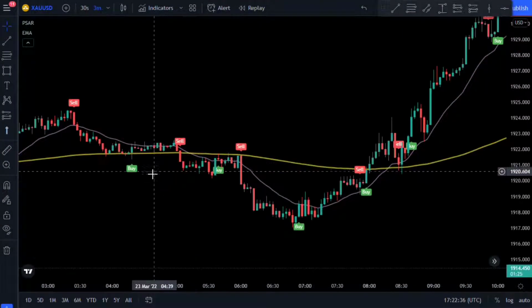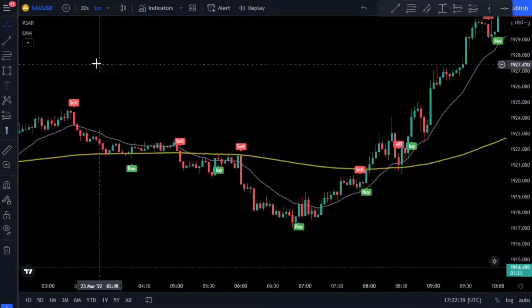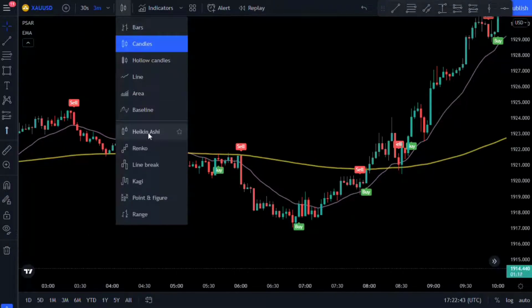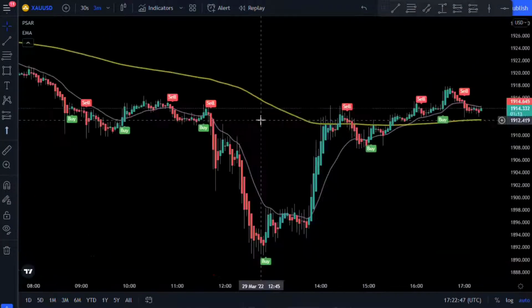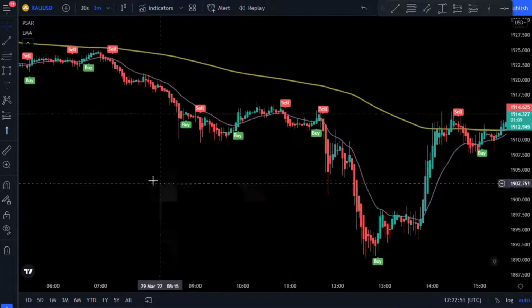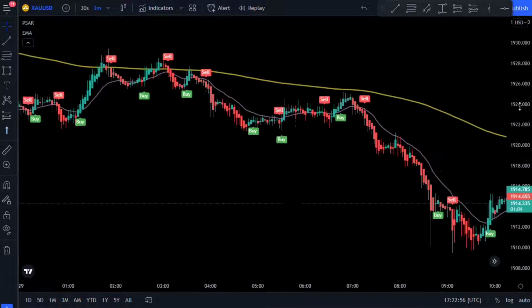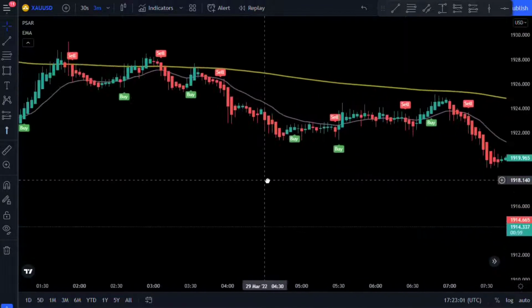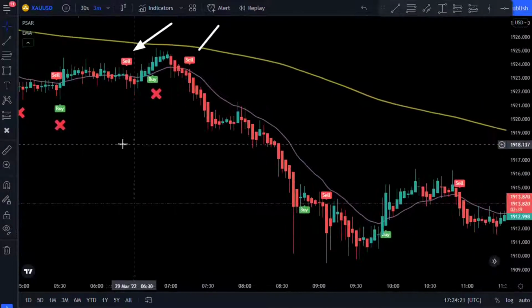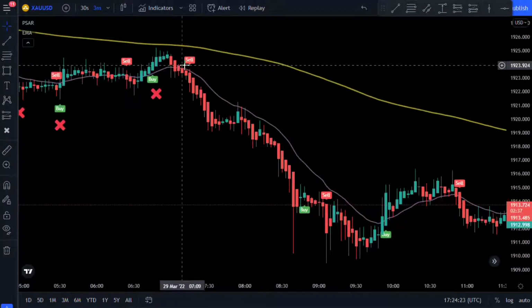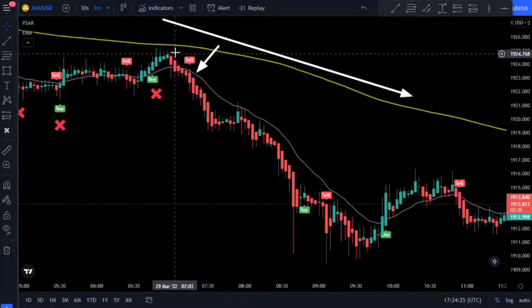Okay, dear traders, let's learn this powerful scalping strategy. First of all, we change the chart candlesticks to Heikin-Ashi candlesticks. Okay, let's learn how to use this strategy in your trading. When the parabolic SAR indicates a buy or sell signal, you should first look at both EMA lines.